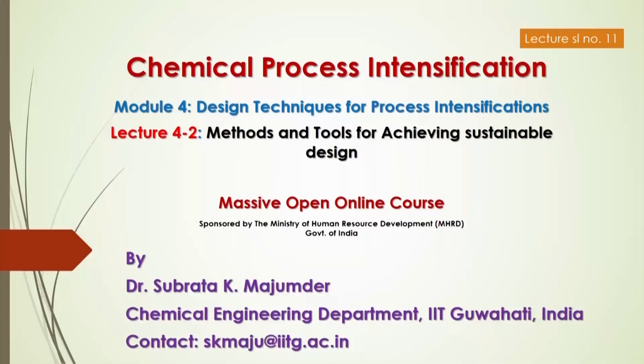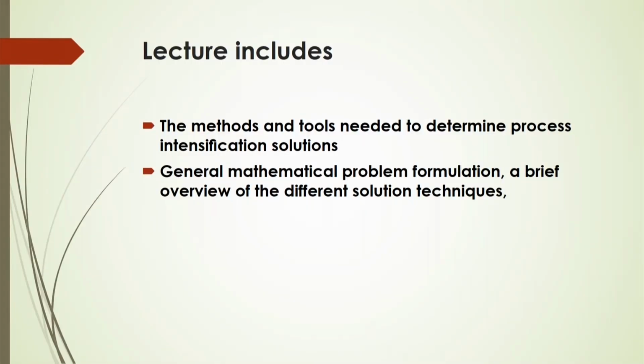So, welcome to the massive open online course on chemical process intensification. In this module, we will discuss methods and tools for achieving sustainable design. In the previous notes, we have discussed the scale and stages of design for sustainable design and processes. And in this lecture, we will cover, under these methods and tools, how to determine the process intensification solution and also what should be the mathematical problem formulation. A brief overview of the different solution techniques will be considered here.